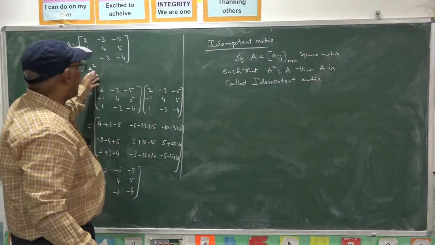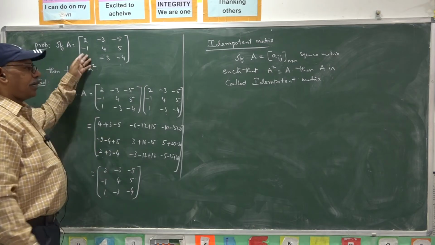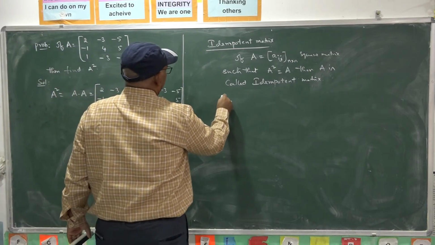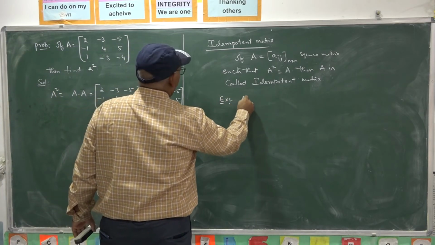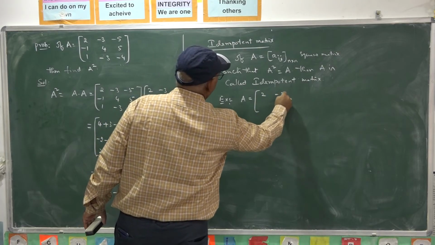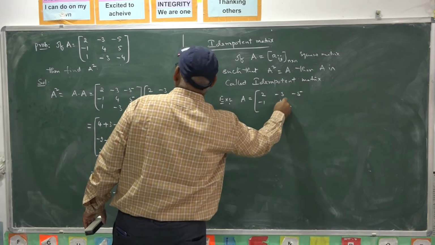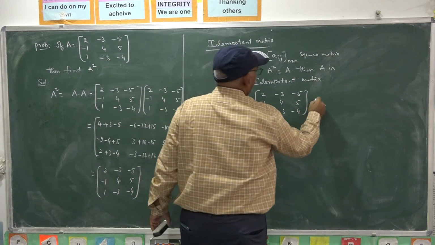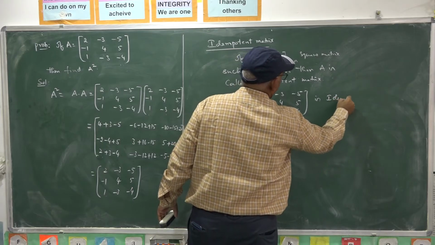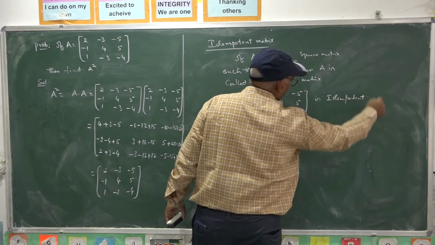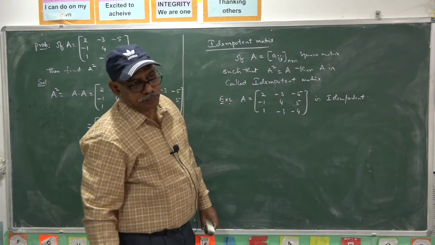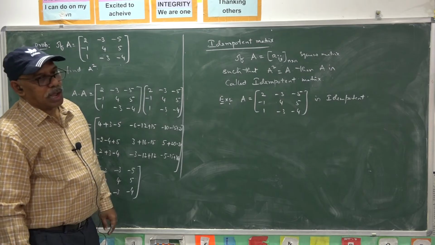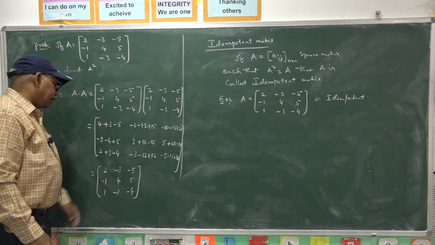This is clearly an idempotent matrix because A square equal to A itself. Example, that is the best example, of course. A is [2, -3, -5; -1, 4, 5; 1, -3, -4] is idempotent. Once the square of any square matrix is itself, then it is called idempotent. That is one important point.